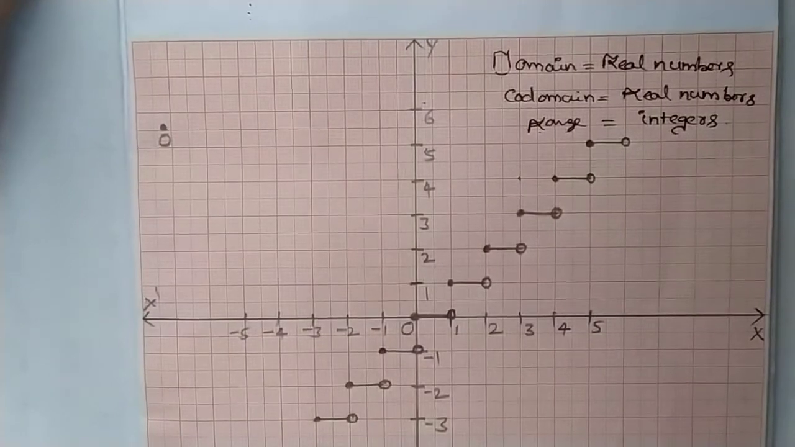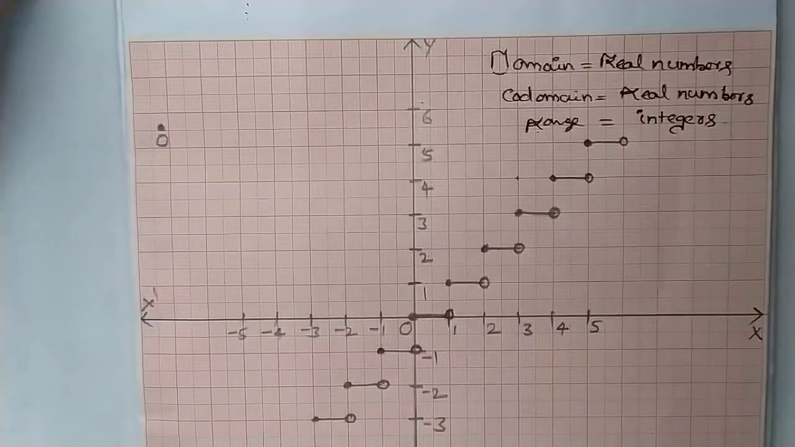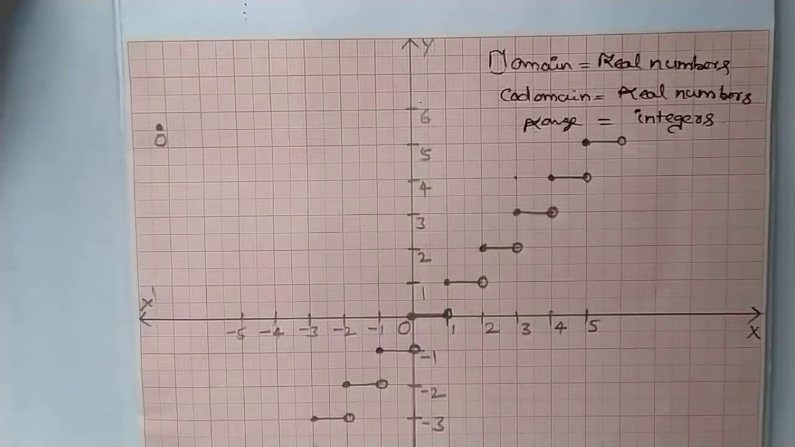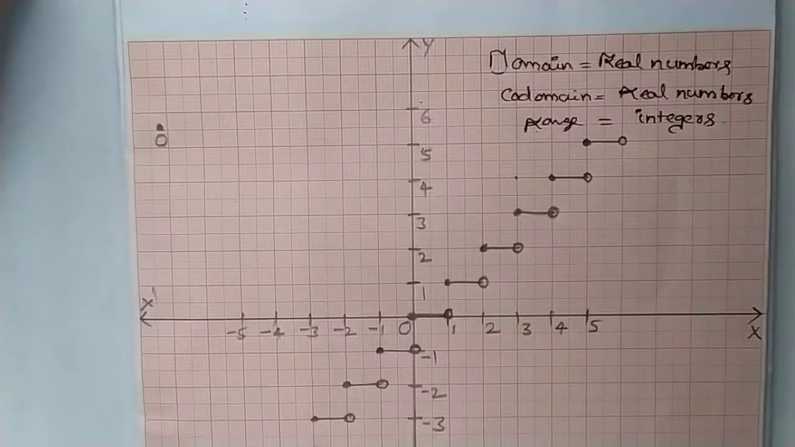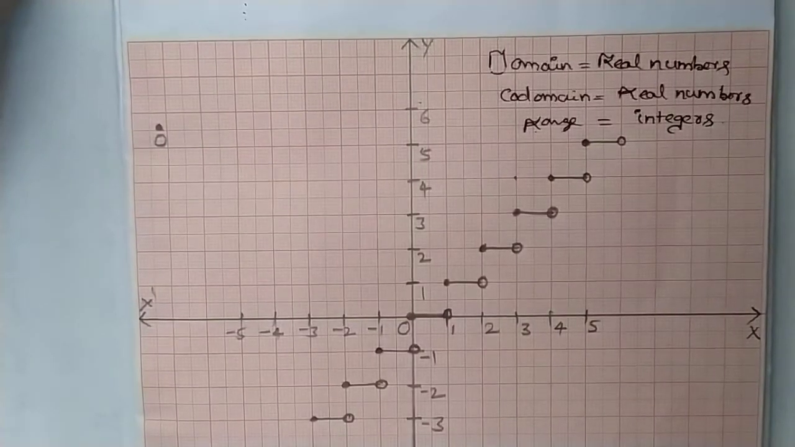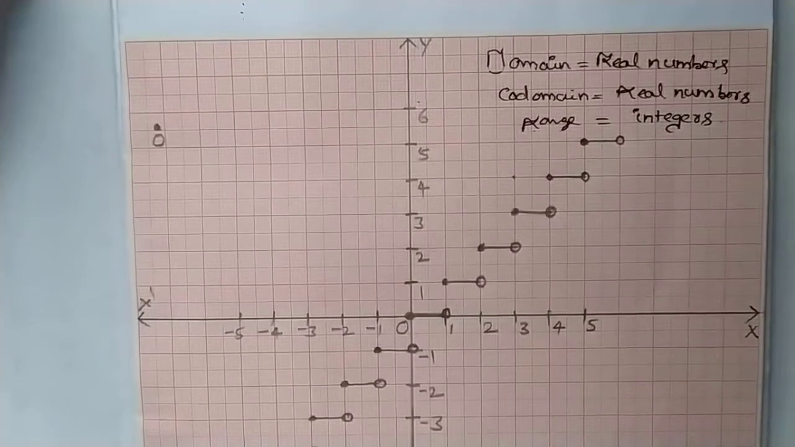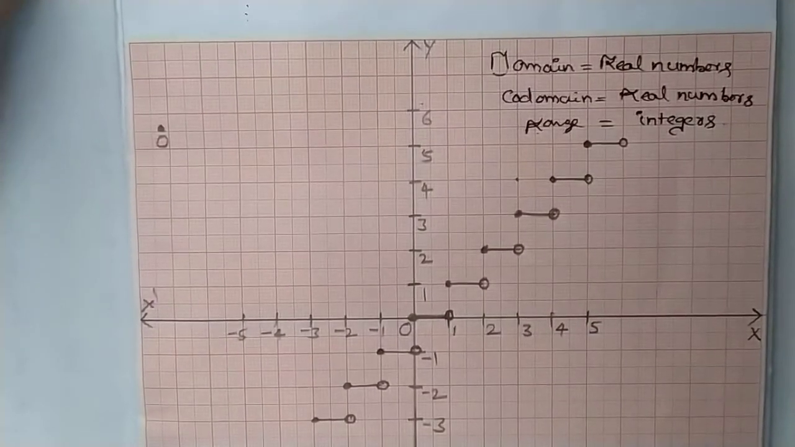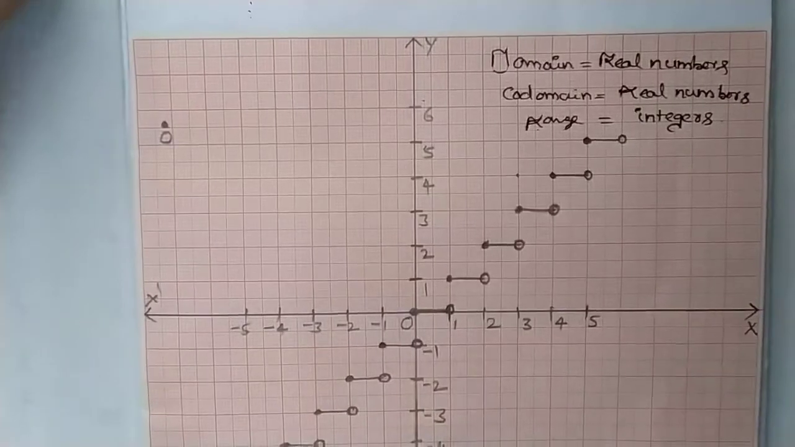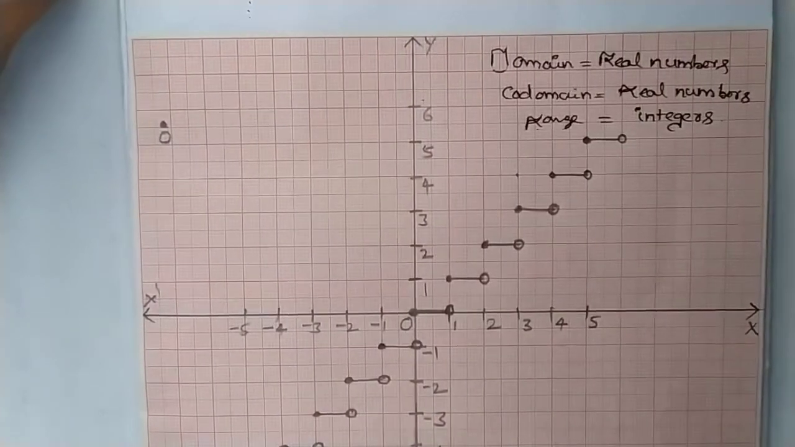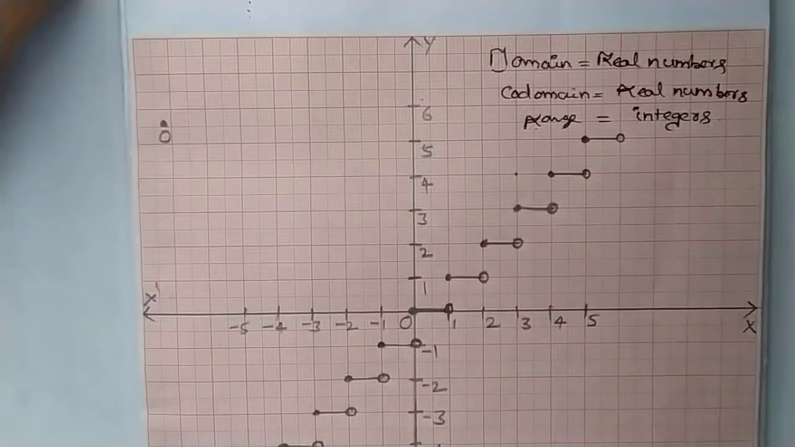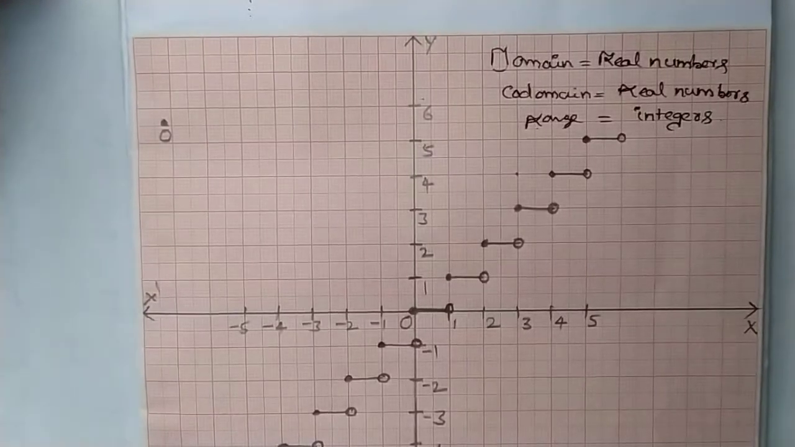Greatest integer function. The question will be like this: define greatest integer function, draw the graph for this function, also write the domain, codomain, range for this function. Like this the question will be there. Now let us move on to the next type of function, that is called polynomial function.